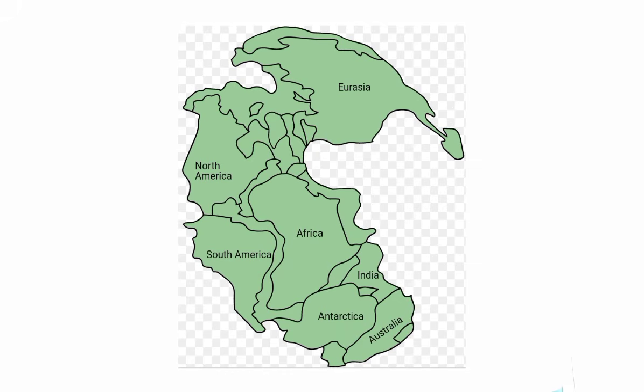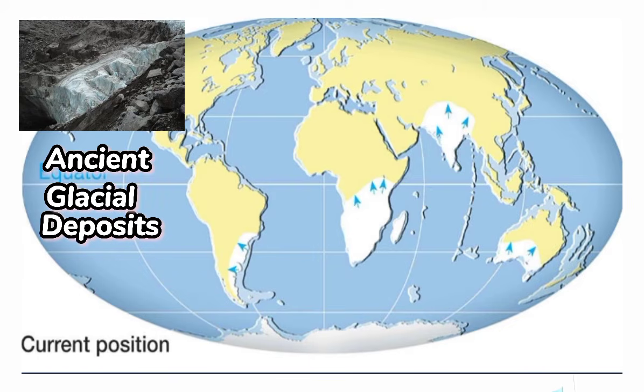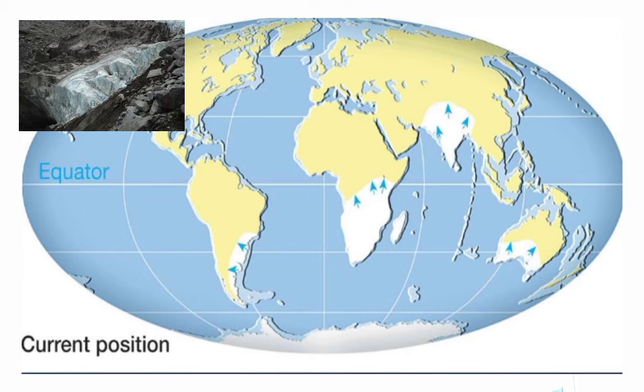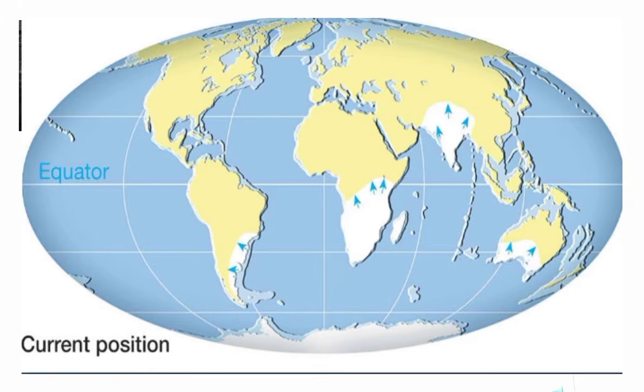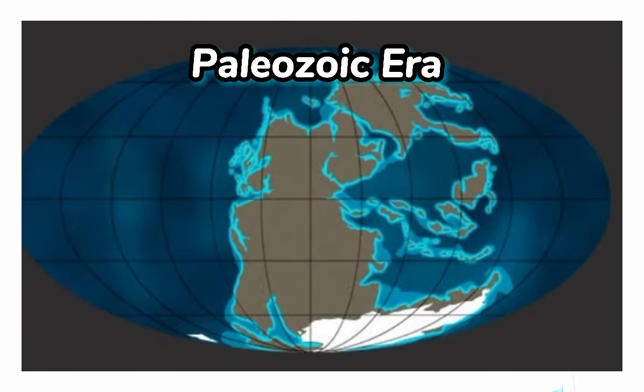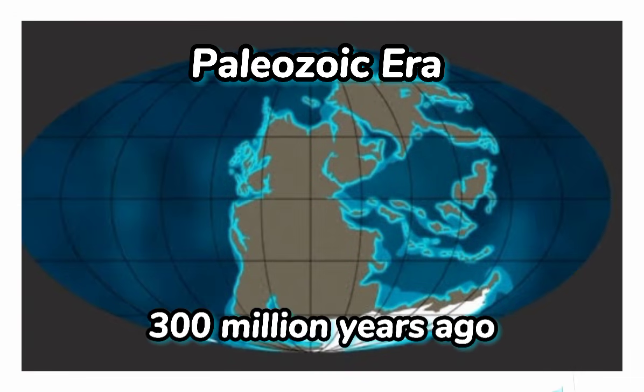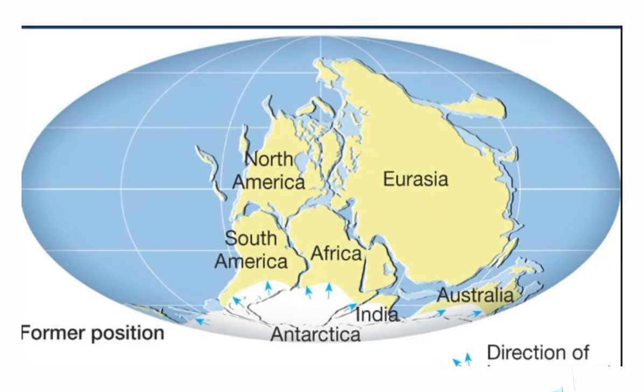Evidence 4. The ancient climates. Since we assume that the continents were located in different positions 200 million years ago, we can also assume that they had different climates before. Well, ancient glacial deposits were found in the southern hemisphere and India, which means that near the end of the Paleozoic era, which is approximately 300 million years ago, ice sheets covered extensive areas of the mentioned locations.